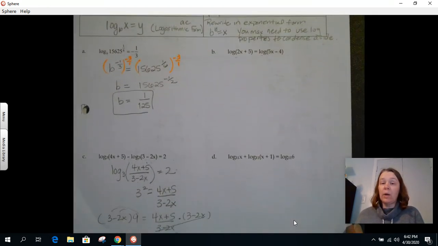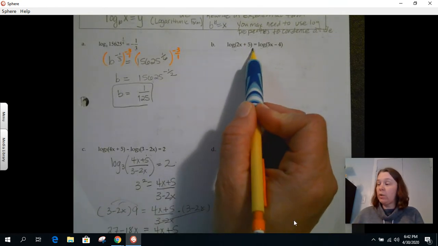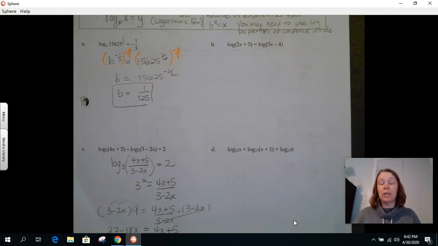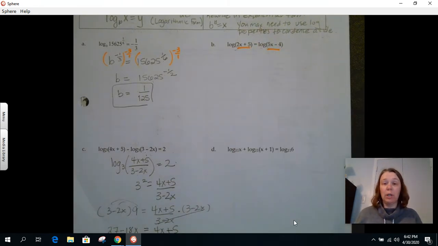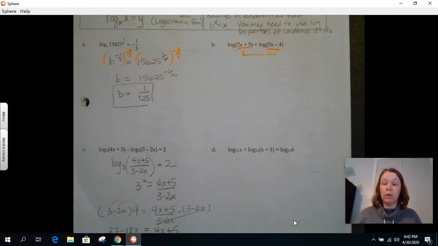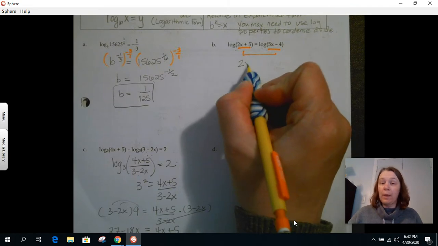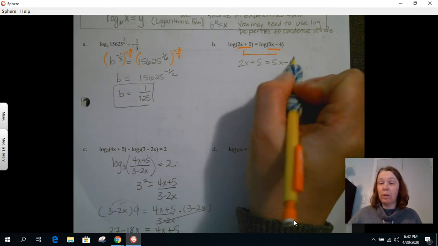Notice how in example B, we have log base 10 of 2x plus 5 equals log base 10 of 5x minus 4. Well, in order for these two sides to be equivalent, this expression has to be equivalent to that expression. And so what we can simply do is set those two expressions equal to each other. It is not that you are canceling the logs from both sides. A log is like an operation. You're not canceling the operation, but it is true that these two expressions have to be equal to each other.